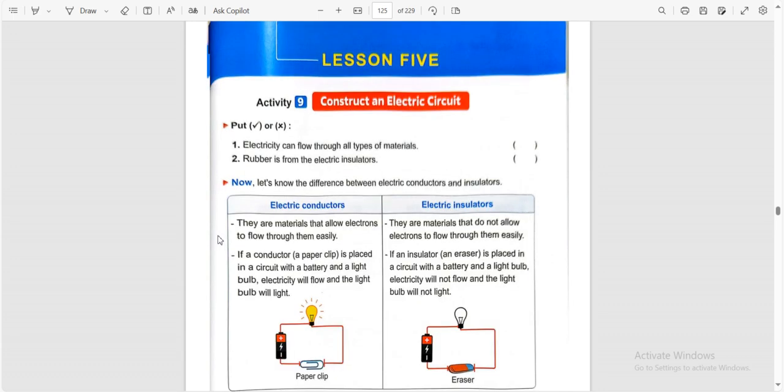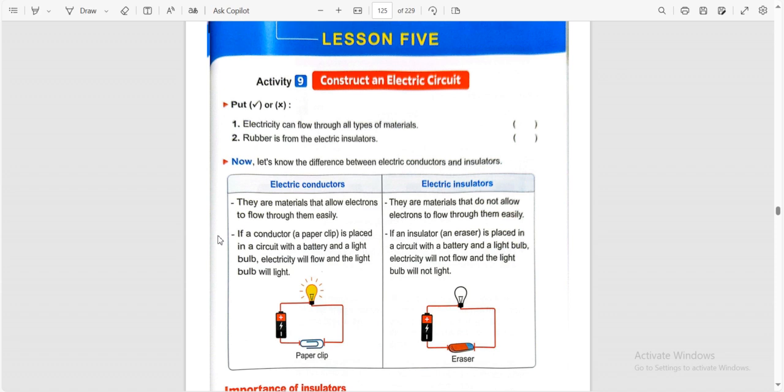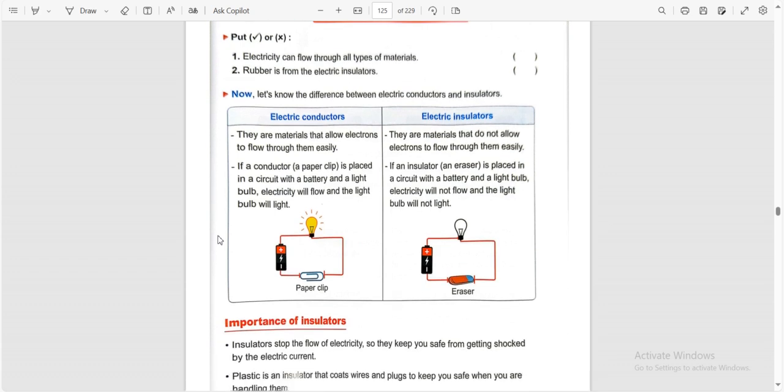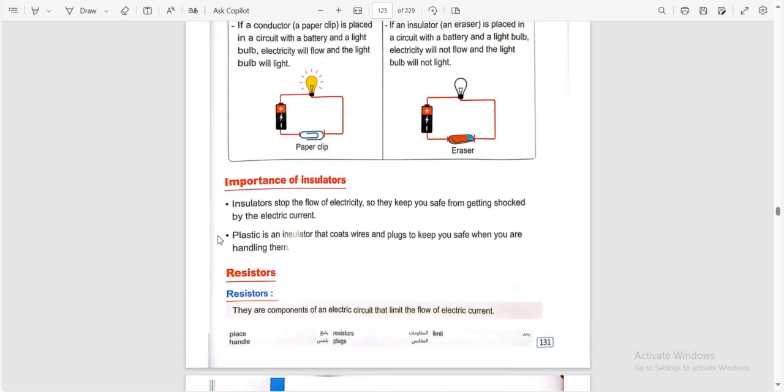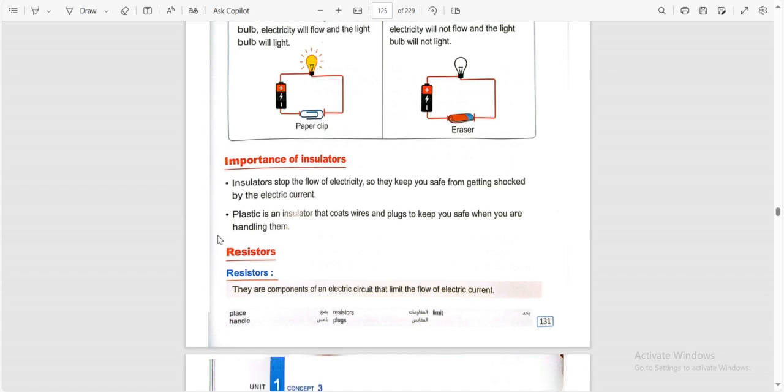So, moving on, we are trying now to make our own electric circuit. We said that we are talking about conductors and insulators, and we now supposedly understand them completely. We are going to talk about some other very important component of an electric circuit, which is a resistor.